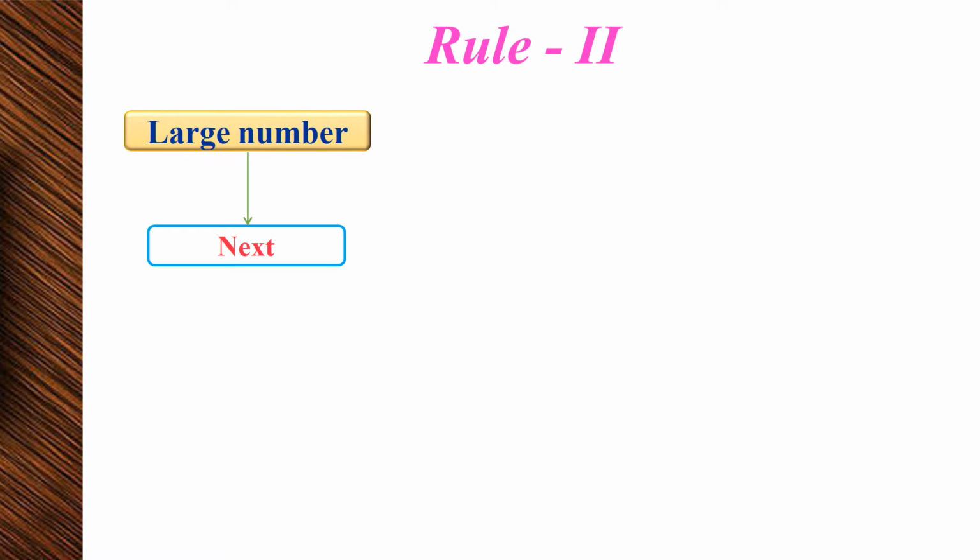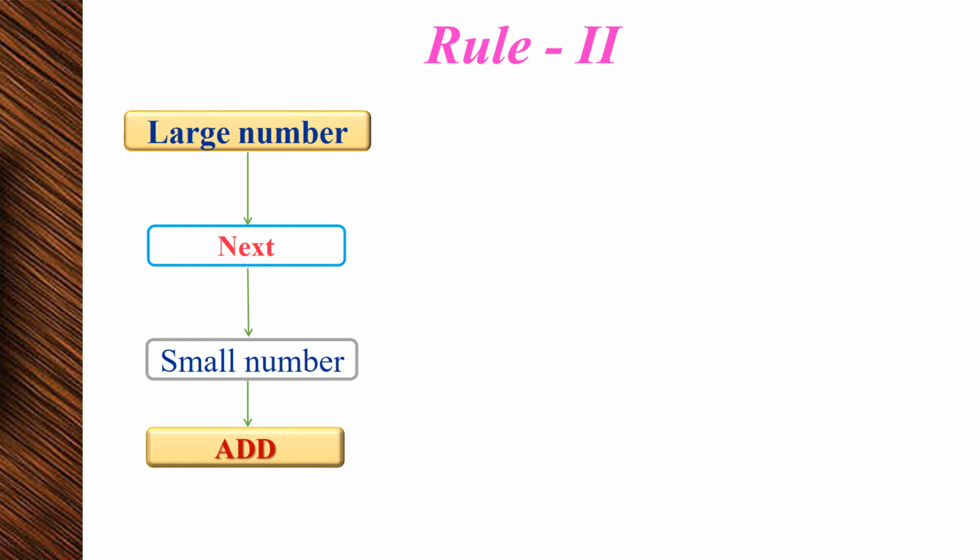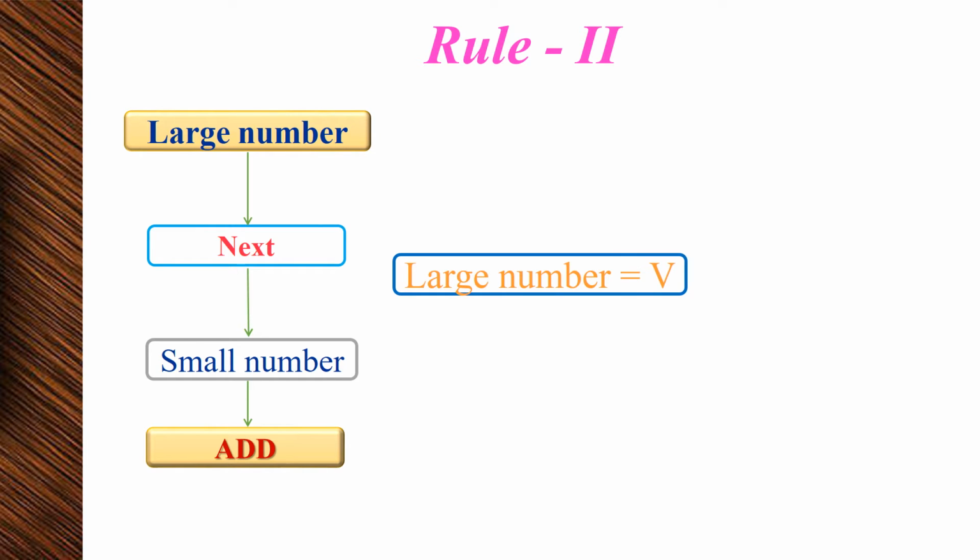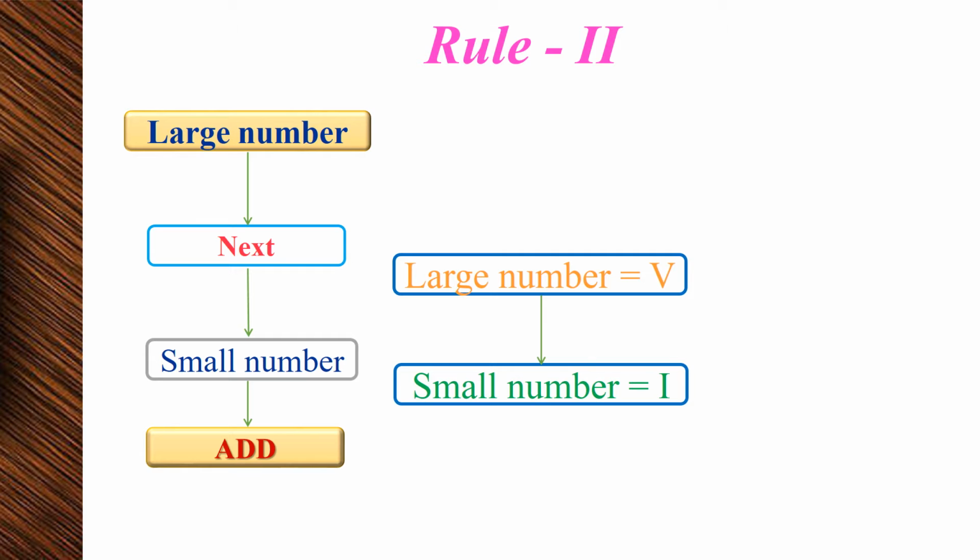Let us read rule 2. When a large number is followed by a small number, we have to add. Let us take the large number as V and the smaller number as I. For example, VI: the value for V is 5 and I is equal to 1, so we have to add 5 plus 1 is equal to 6. Here the first symbol V is greater than I, so we have to add them.